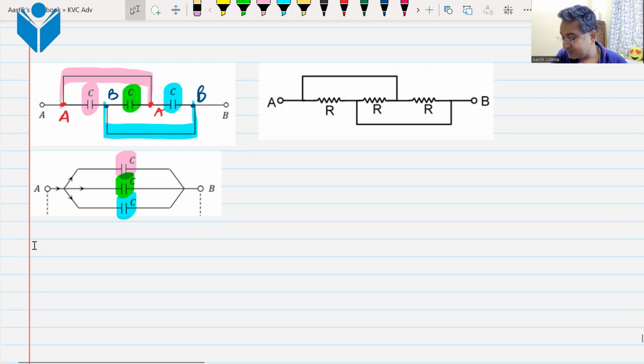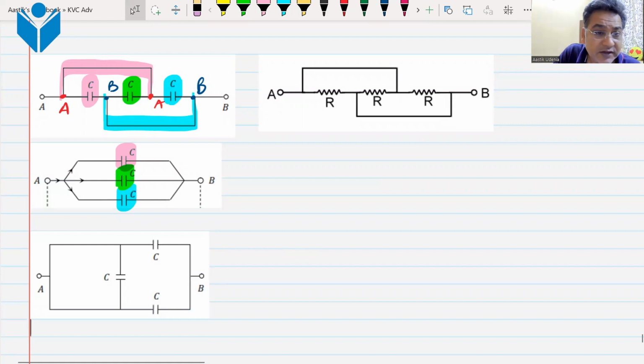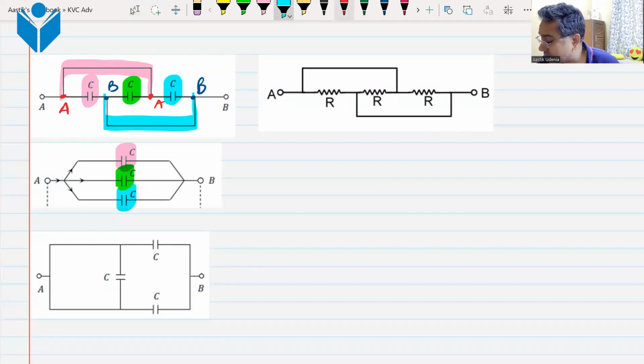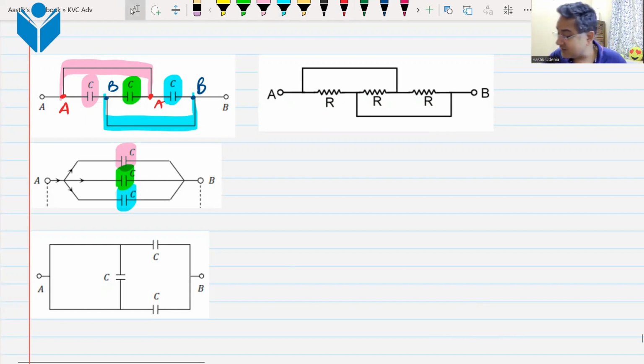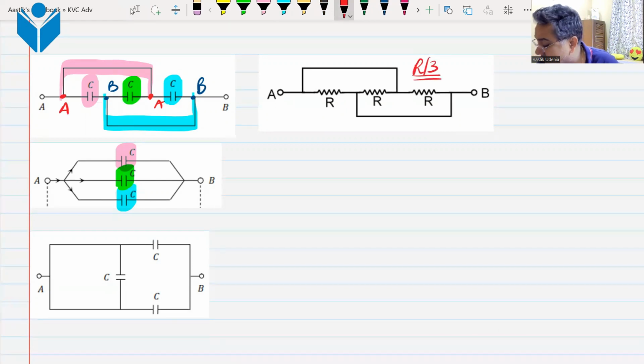What would be the answer in this particular case? R by 3. And in that particular case, the answer would be R by 3. This is the same question but put in the form of resistors. No matter how you put it, the answer remains the same. All these three are in parallel, so the effective combination becomes R by 3.